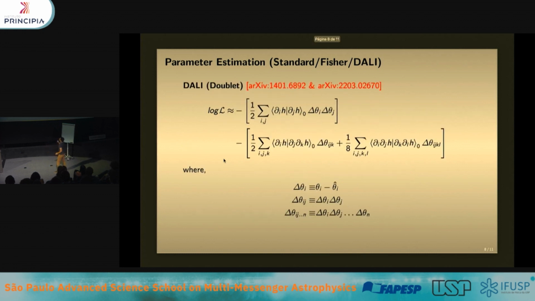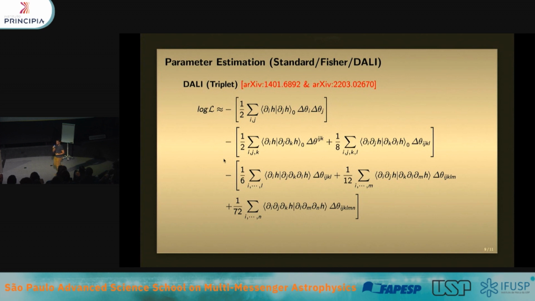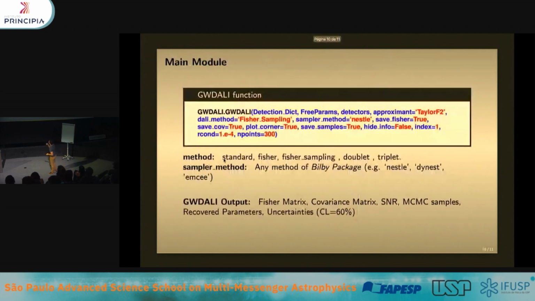Next slide. So the DALI is an algorithm that was proposed in these two references there in red, for which they expanded the logarithm of the likelihood not only up to the second order in the displacement from the best fit parameters. They go beyond, to the second order in the derivative of your template. This is called the doublet DALI. If the expansion goes to the third order in derivative of your template, that is called the triplet DALI. So my code is available to use the standard method, the Fisher approach, the DALI doublet, or DALI triplet.